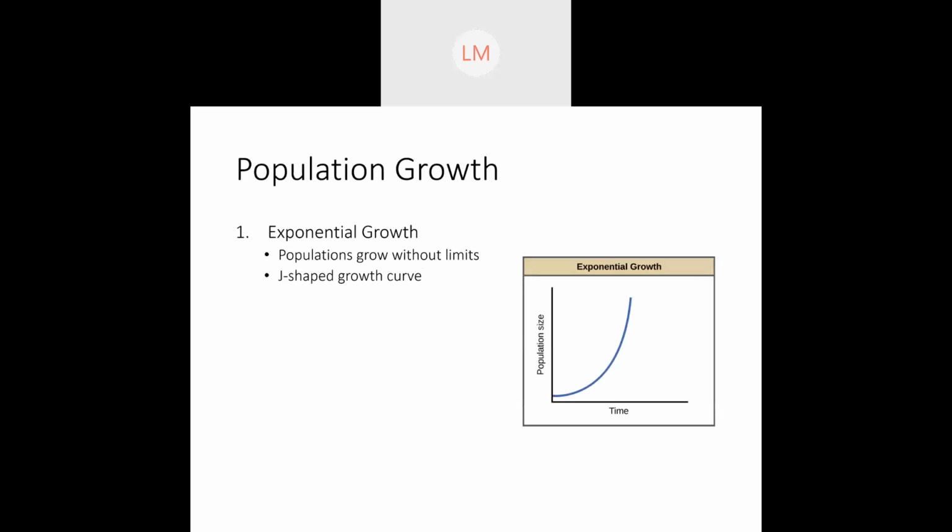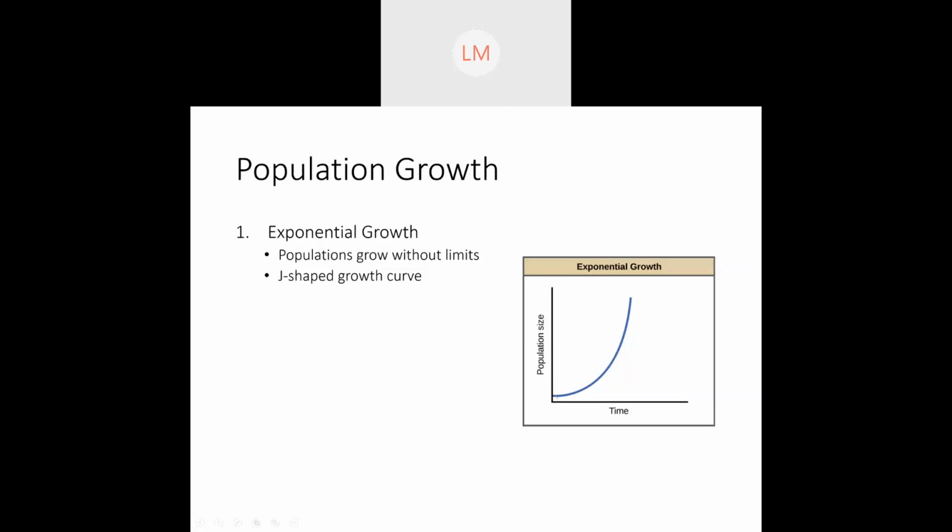So our exponential growth model, this is a population that is growing without limits. There's no cap for how many individuals can be added to this population. And when we track this, it's going to be a J-shaped growth curve. So this is our growth curve over here in the figure. We've got our population size over time. And you can see it's kind of a J shape, right?